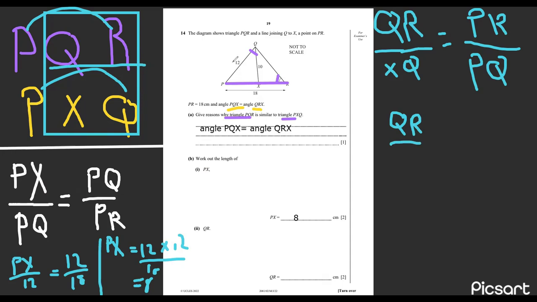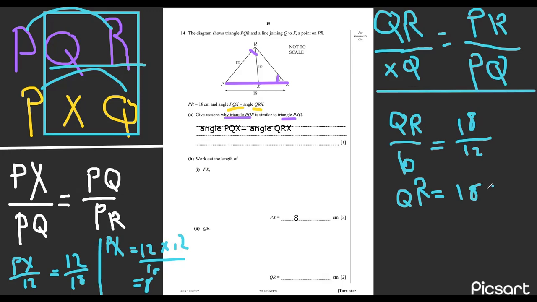Okay, so the QR now will be equal to XQ, which equals 10, times PR, which equals 18, over the PQ, which is 12. Let's write this: XQ 10, PR 18, and PQ equal to 12. So the QR will be 180 divided by 12, which is equal to 15.